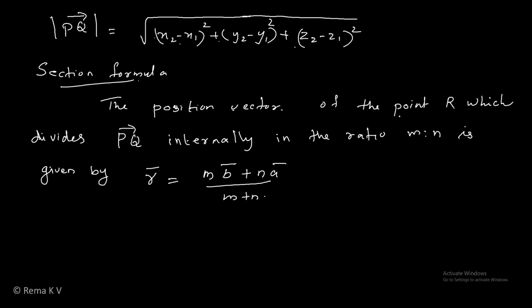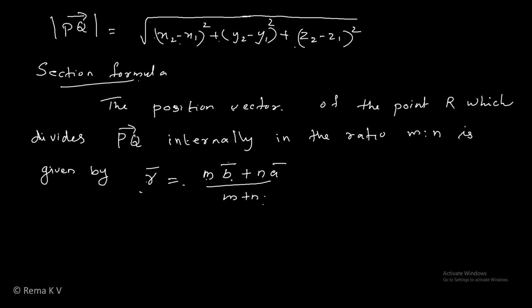Position vector of the point R which divides the vector PQ internally in the ratio m is to n is given by vector r is equal to (mb plus na) by (m plus n), where b is the position vector of Q and a is the position vector of P. This also you had learnt in 11th standard, section formula in coordinate geometry. Here we are writing this in terms of position vectors. That's the only difference.